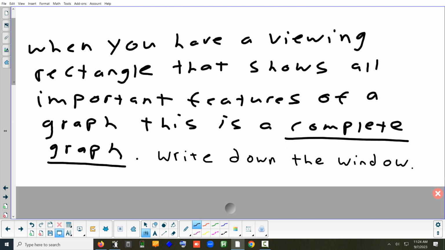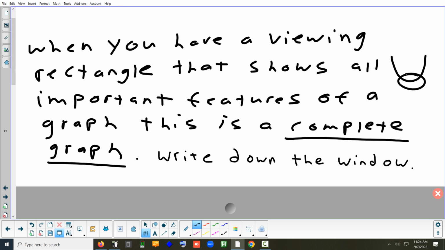Now, when we first did this, we didn't have a good window. We couldn't see where they crossed. We always want to be able to see the important stuff in a graph. Well, what's the important stuff? Sometimes it's where two things cross. If it's a parabola, I would say, can you see where the bottom of the parabola is? So it depends on your graph. But once you have a screen that shows what's important, that's called a complete graph.